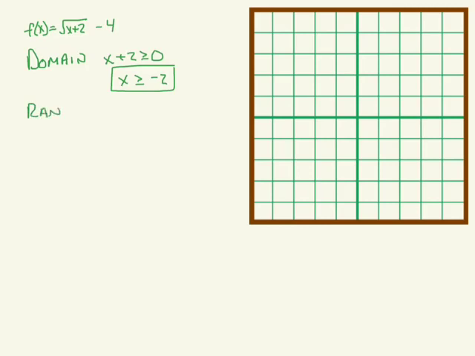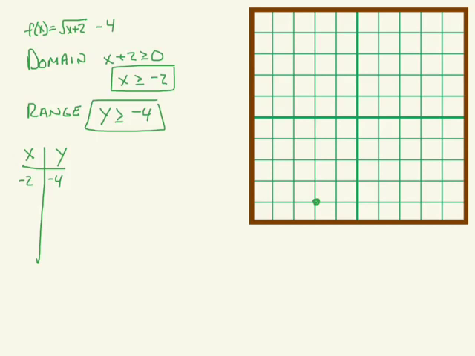And our range, if you recall, is based on that number that is outside of the square root that's being added or subtracted, and in this case y is going to be greater than or equal to -4. So that is our range. Alright, those two put together are going to give us our starting point, (-2, -4), which would be right down here.